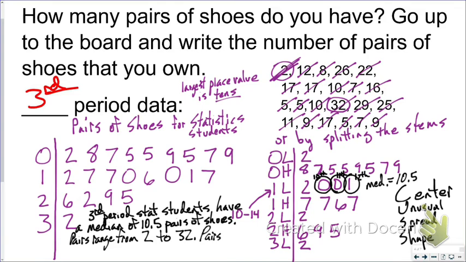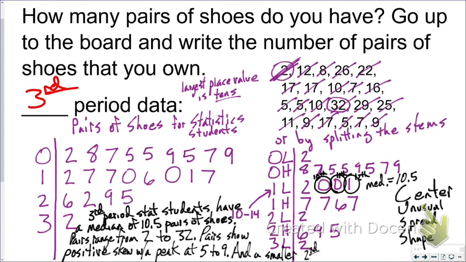Pairs show positive skew with a peak at 5 to 9 and a smaller, sorry, I'm running out of room. Second peak at 25 to 29.